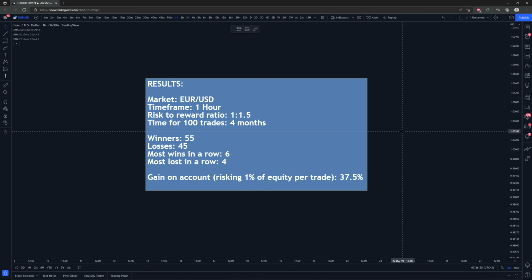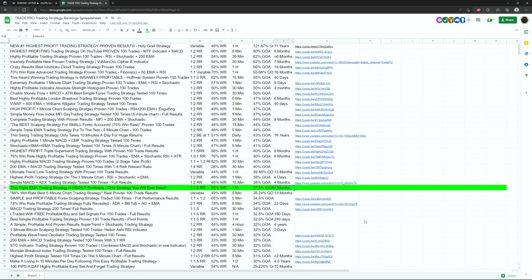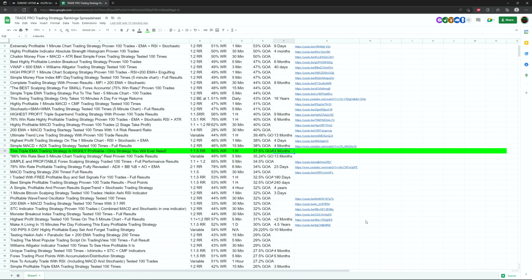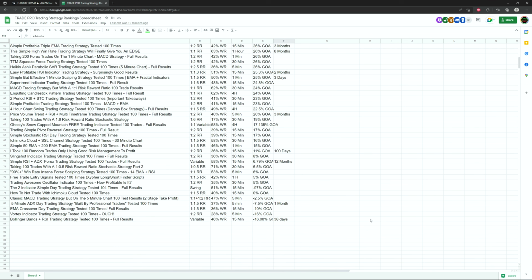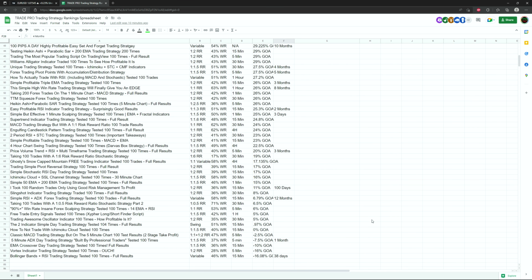Now let's go on over to the strategy ranking spreadsheet, and we'll kind of see how this fares against other strategies that I've tested with a 1 to 1.5 risk to reward ratio. I think this one falls quite highly on the strategy ranking spreadsheet compared to others that were similar tests. All right, here it is on the strategy ranking spreadsheet, falling at spot number 28 out of now 83 strategies tested on the channel so far.